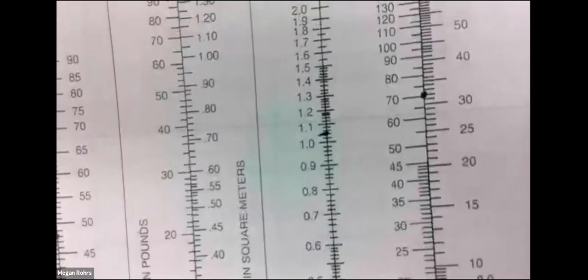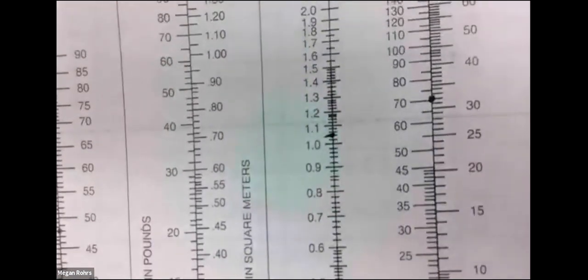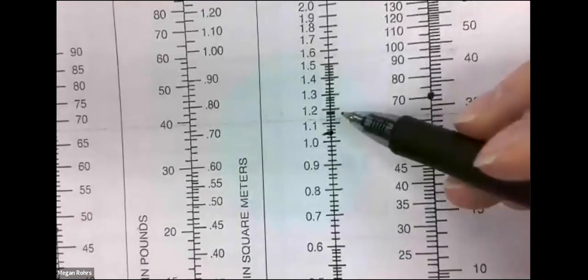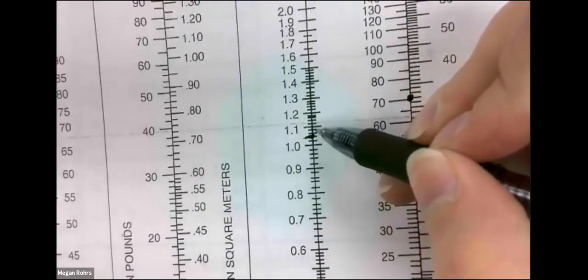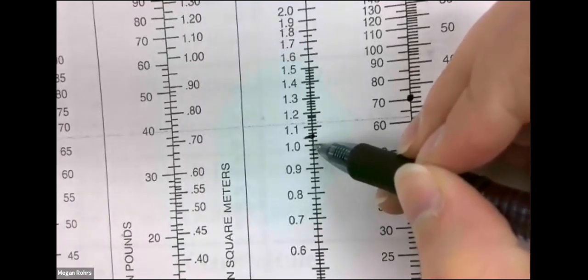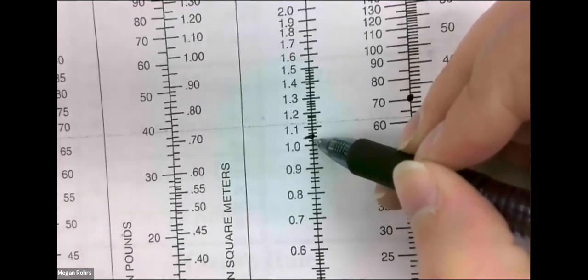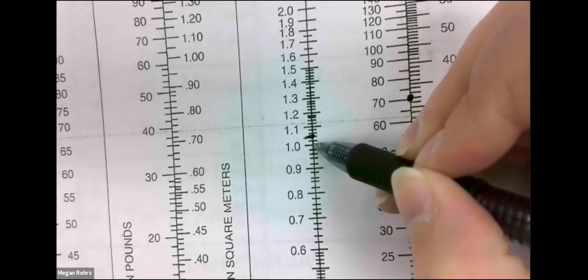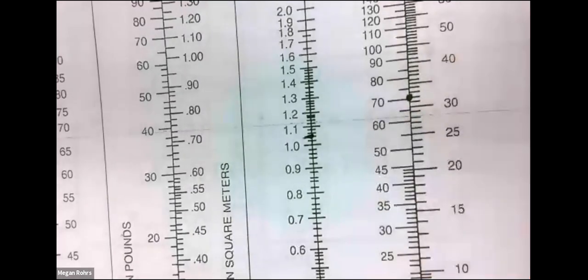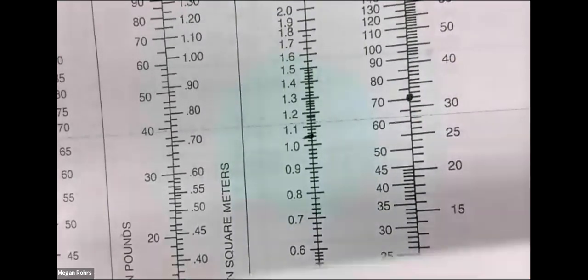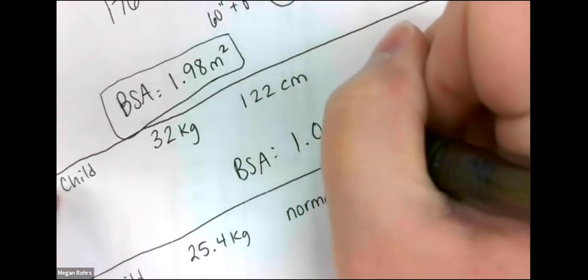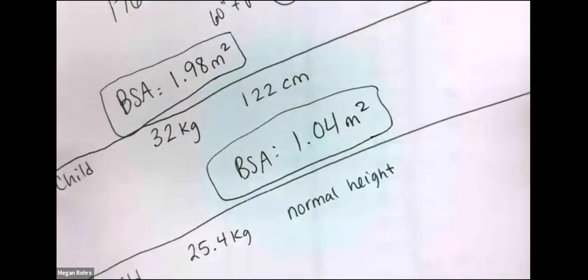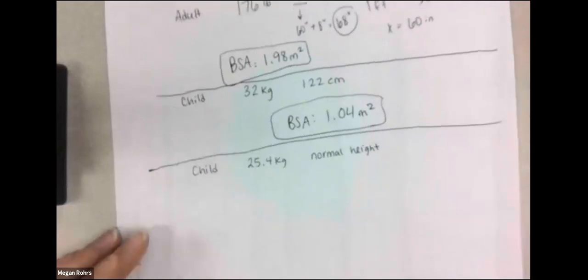So if we zoom in here, right now I am between 1 and 1.1. There are 1, 2, 3, 4 marks in there. So each of these would be 0.02. So 1.02, 1.04, 1.06, 1.08, 1.1. So in this case, 1.04 would be my BSA. So BSA 1.04 meters squared for that child.